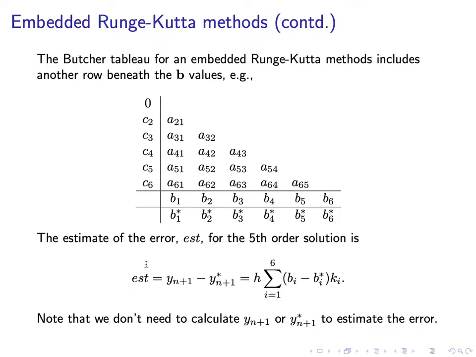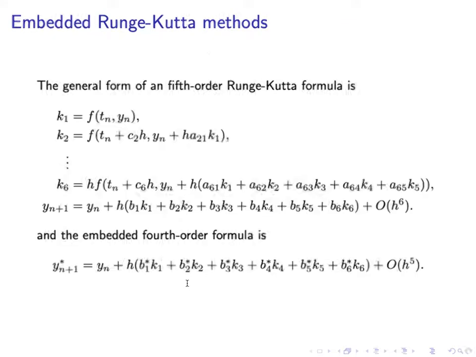And the estimate of the error is the difference between the order p plus 1 solution and the order p solution. Okay, so yn plus 1 star is the order p solution, yn plus 1 is the order p plus 1. Now, if we go back a slide, if I subtract these two expressions for yn plus 1, this will eliminate yn, and we've just got the difference between the b1 and the b1 star multiplied by some k value.